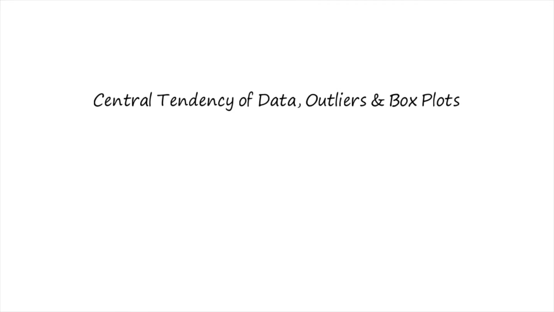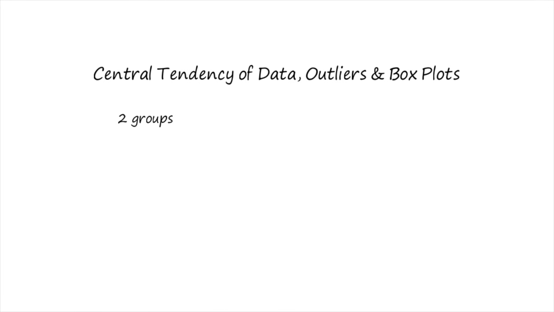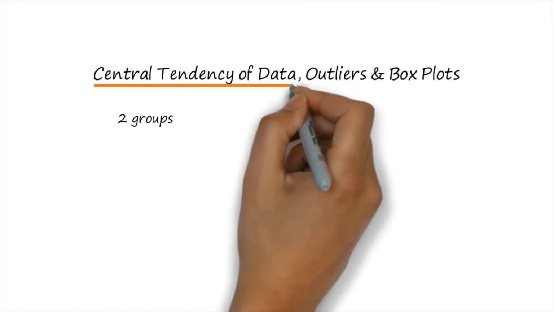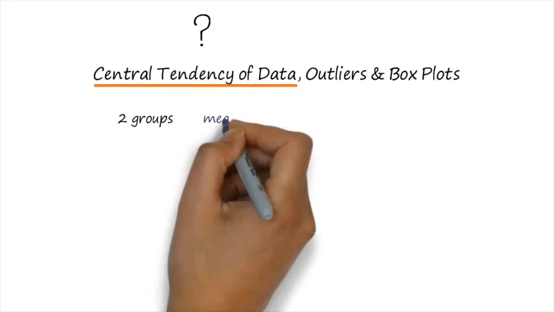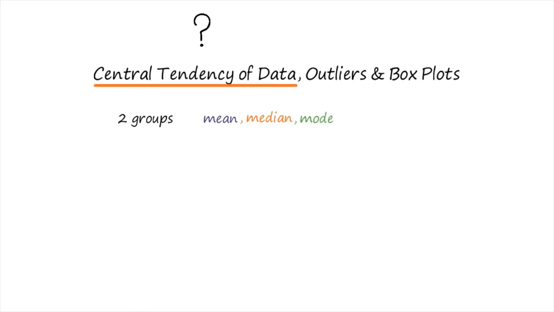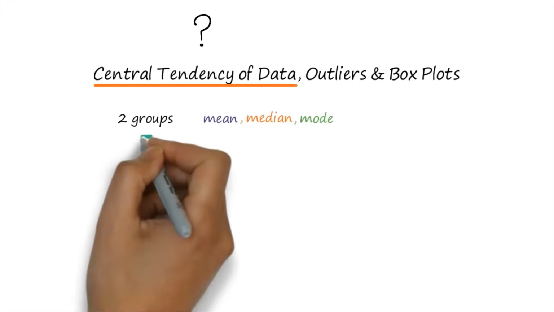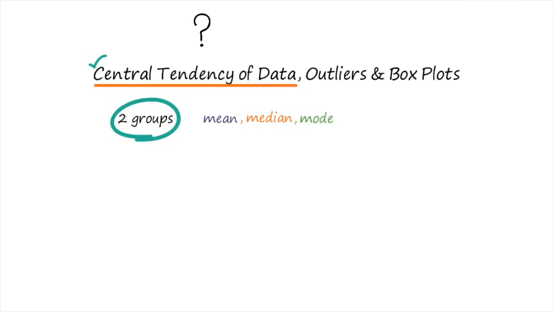Say in certain cases you are comparing two groups and you have calculated the central tendency of the data. Now the question is, what do we mean by central tendency of data? Central tendency means the mean, median or mode of the data for both the groups. So whenever you are considering two groups and measuring central tendency of both, basically you are focusing on the measurement of mean, median and mode, right?